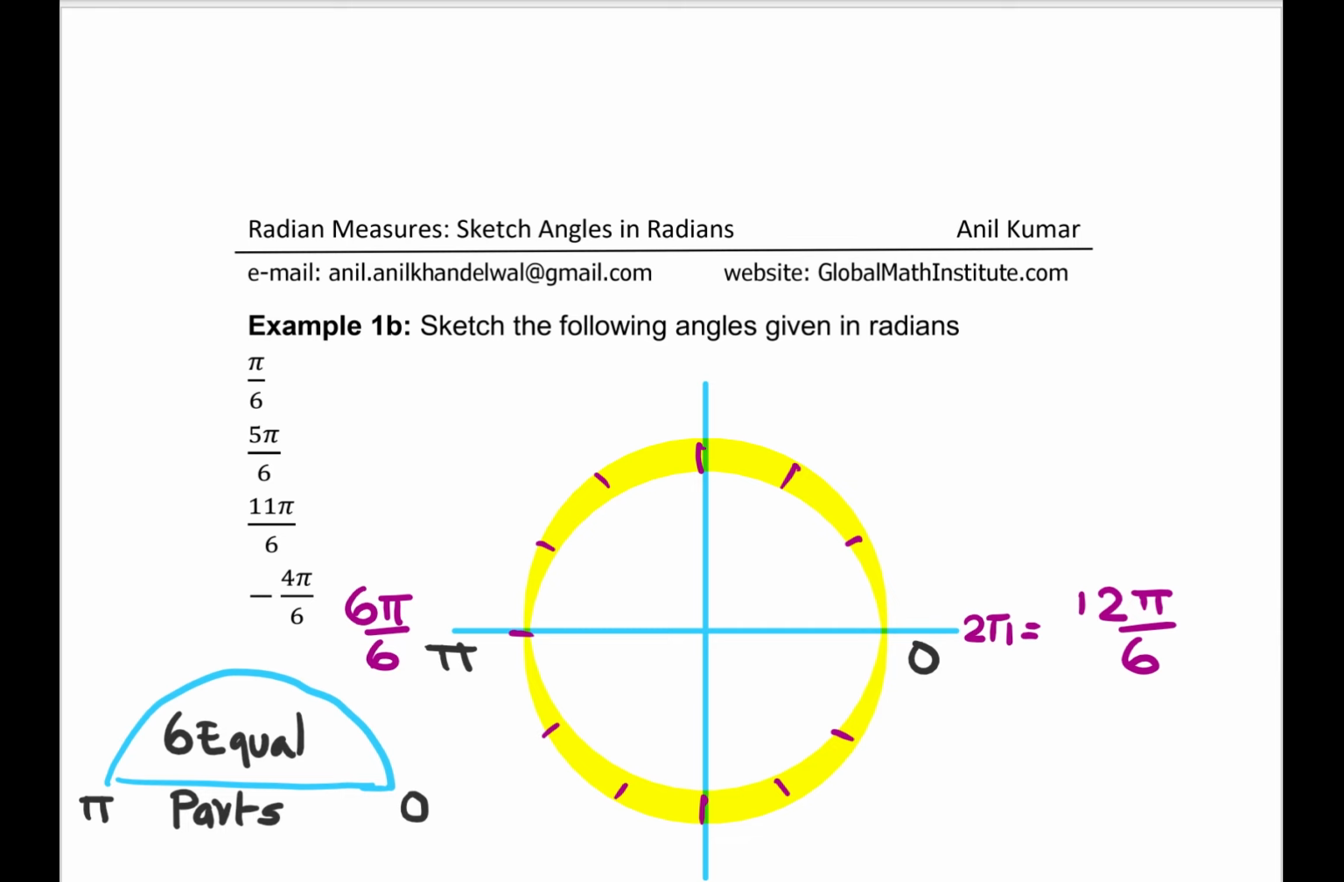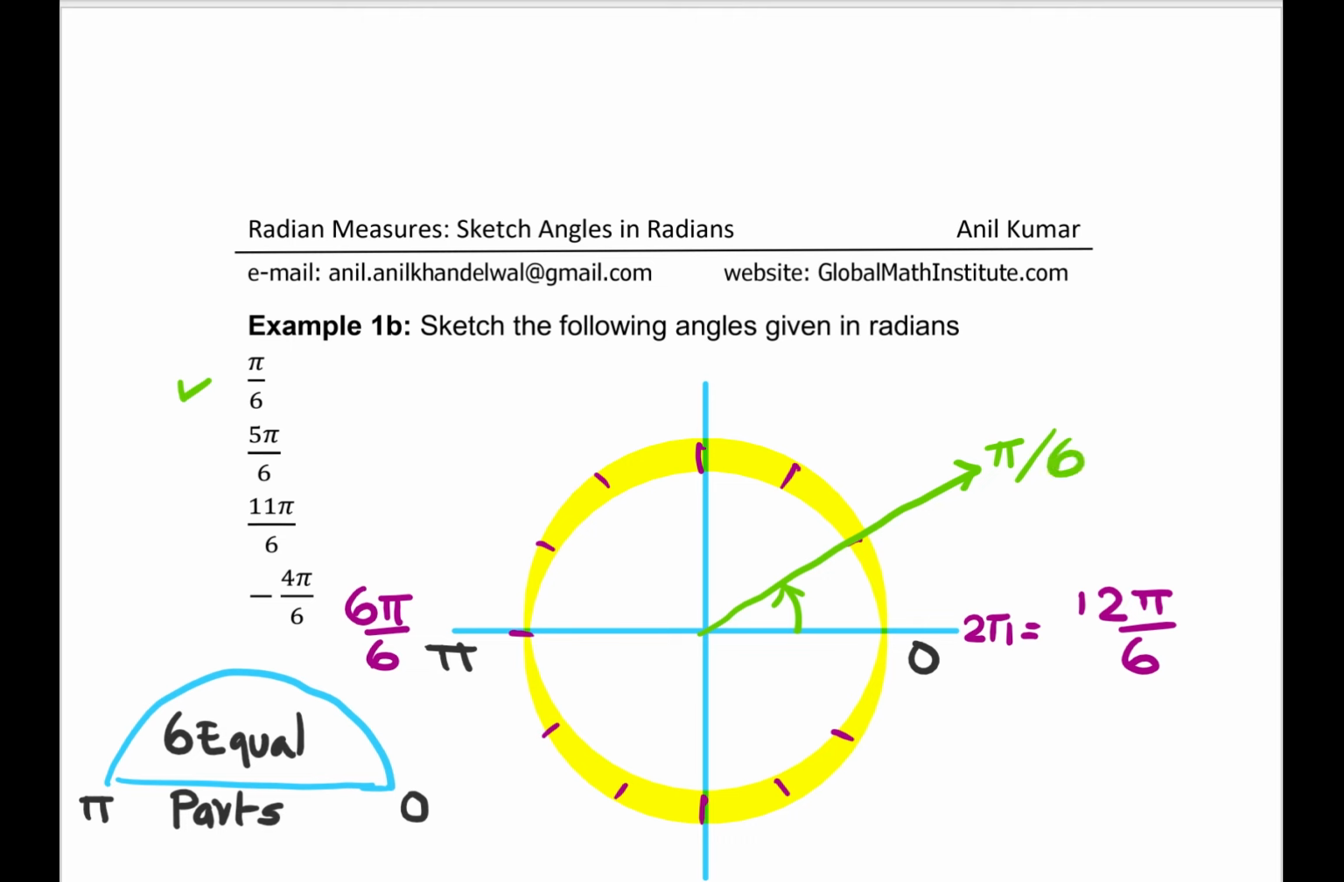Now one by one, let's draw these angles. The first one here is pi by 6. Pi by 6 is 1/6 of this pi, right? So 1/6 is right there. We could actually draw the terminal arm going through the first division, and the angle right there will give us pi by 6.